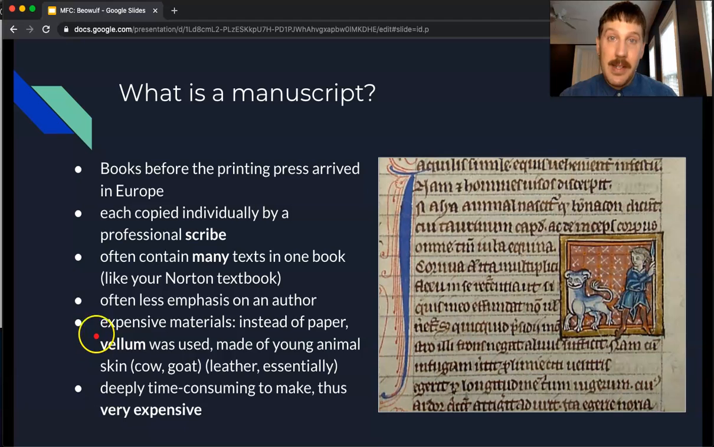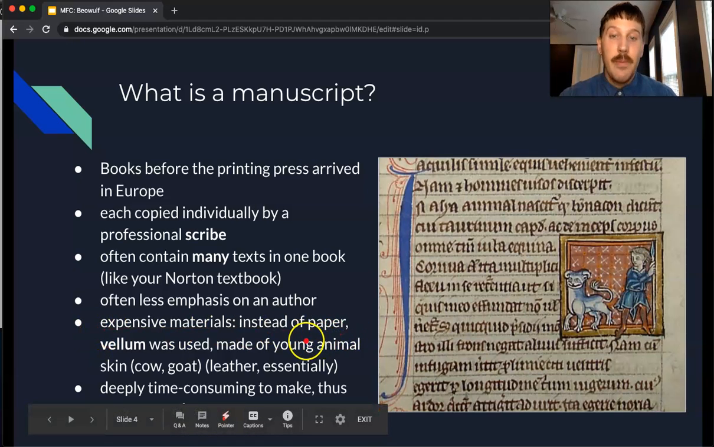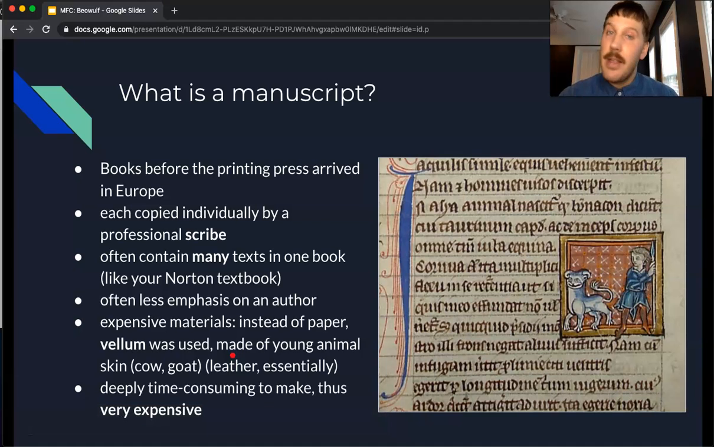Manuscripts were made of very expensive materials. Instead of paper, which we now think of as pretty cheap, vellum was used, which is made of young animal skin. So essentially they're using bleached leather. That's what the pages are made of. So of course that's really expensive. Like a leather bag is a lot more expensive than a piece of paper these days. So imagine if you're using a leather bag as a piece of paper. And it's also much more sturdy. Leather lasts a lot longer than paper as well. So it's expensive, but it also has long-lasting power because of how well it's made. So manuscripts, when they survive, they tend to be in pretty good condition because of that.